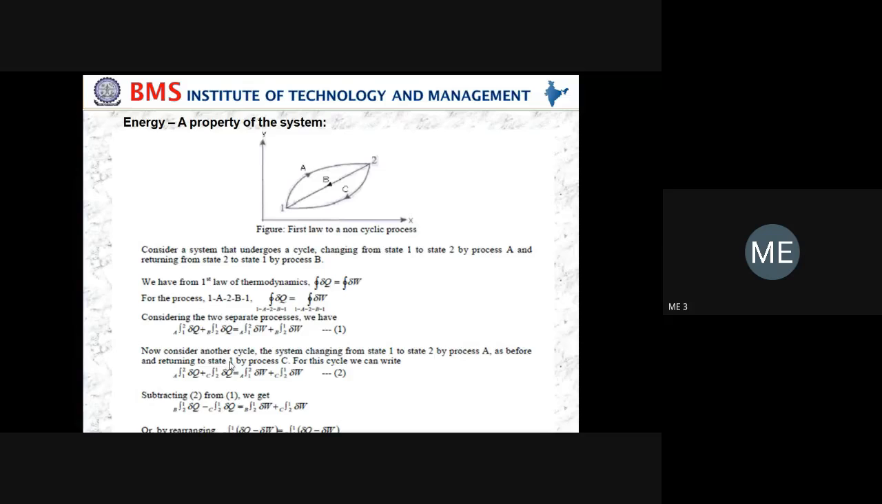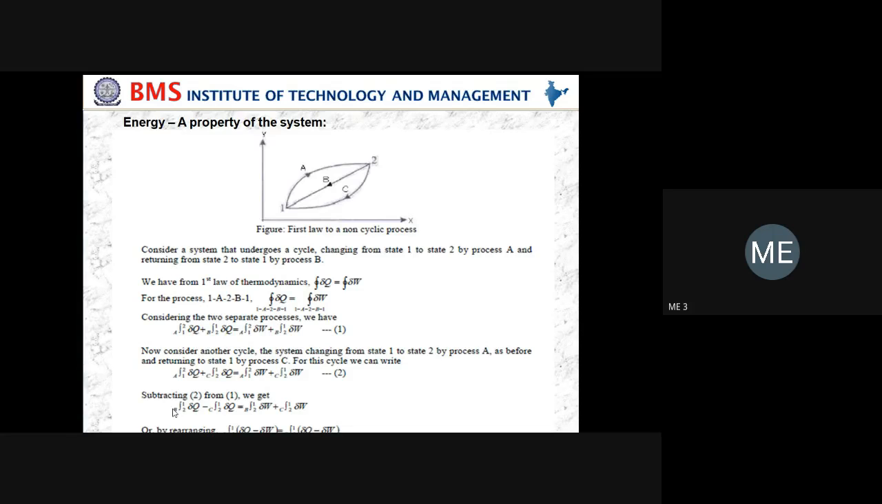Now here you can write the integration of dQ is common. So you take the common term, here 2 to 1 by following path B. Is there a common term? What you can write is the integration of dQ minus dW for the following path B.